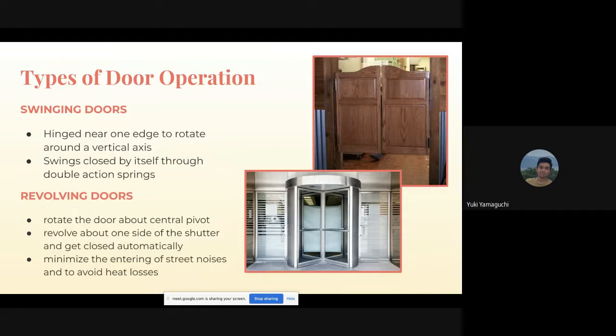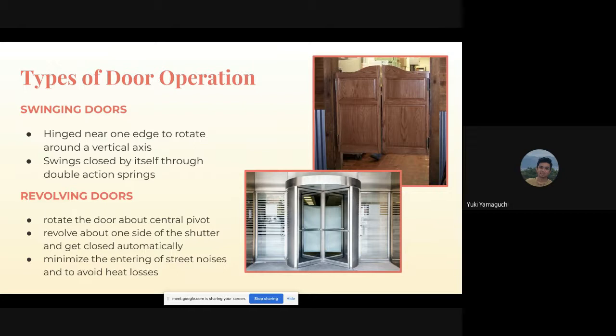Next, we have swinging doors. Swinging doors are hinged near one edge to rotate around a vertical axis. It swings closed by itself through double action springs. Swinging doors are usually used for kitchens and restaurants also, where the waitress can just easily push the door and it will just automatically close.